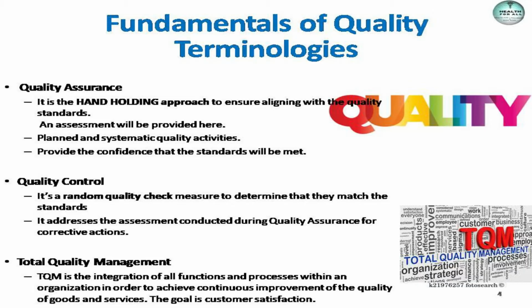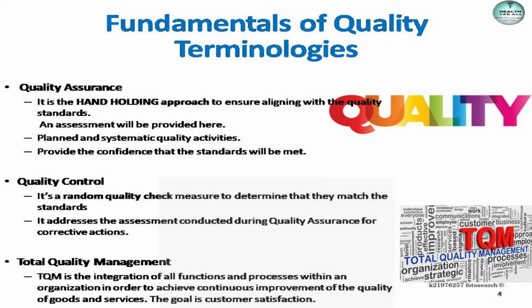Number two is quality control. Quality control is a random quality check measure to determine that they match the standards. That means where quality assurance is a hand-holding approach to achieve the quality standards, quality control is a checking method to assess whether what you have done in the quality assurance part is as per the standard or not. That is quality control. It addresses the assessment conducted during quality assurance for corrective actions. It's a random check of your product or your service to judge whether your product or service is as per the quality standards or not.